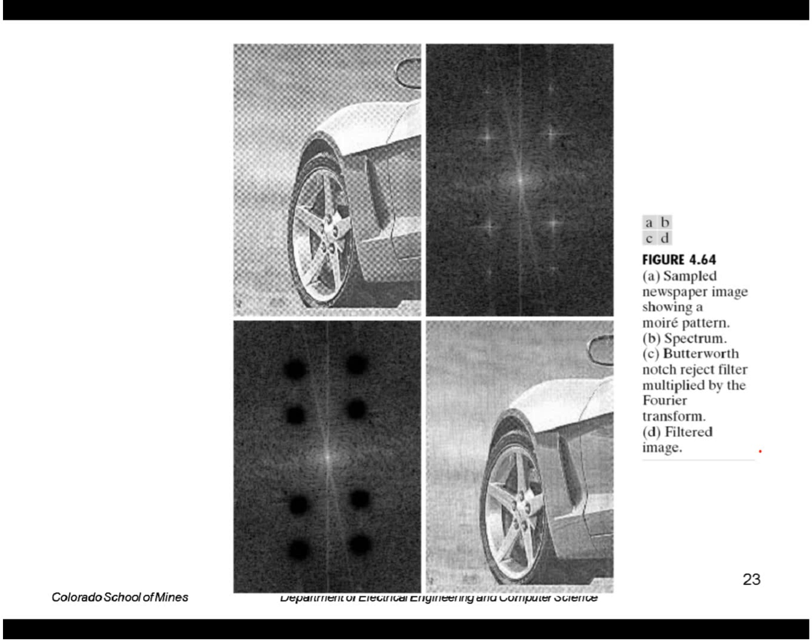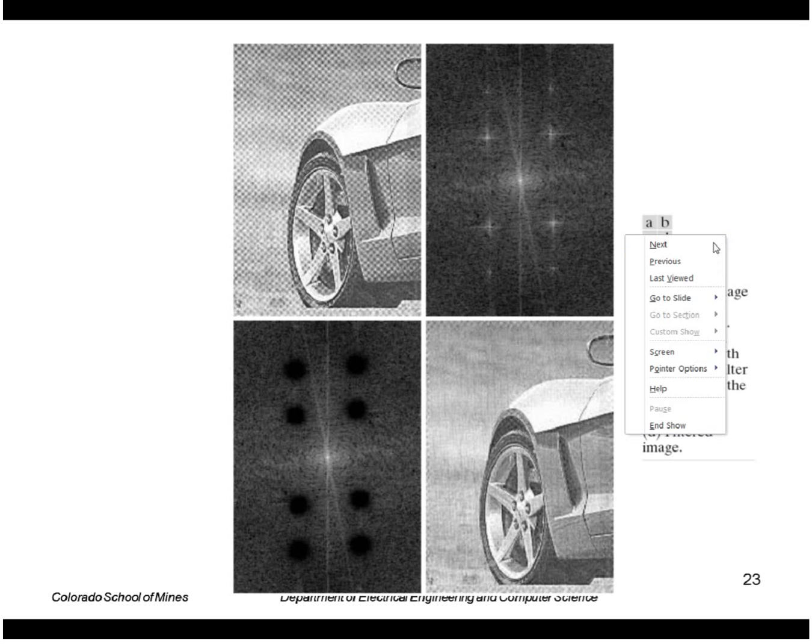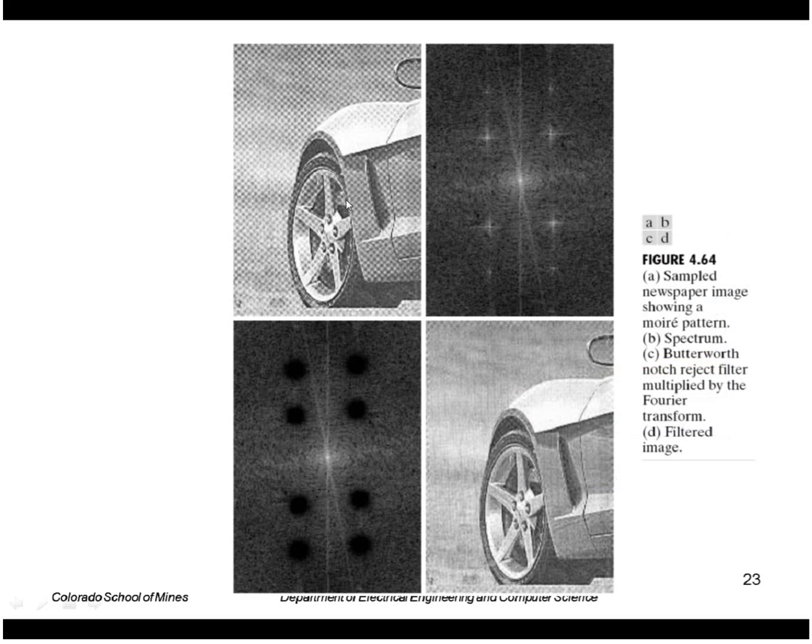So here's an example of doing that for that halftone image. Here we've put notches, which are in the shape of a Butterworth filter, at those spikes, and then multiplying those notches with the input transform and doing the inverse transform gives us the restored image.